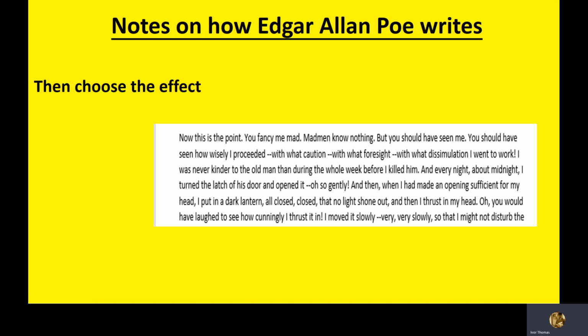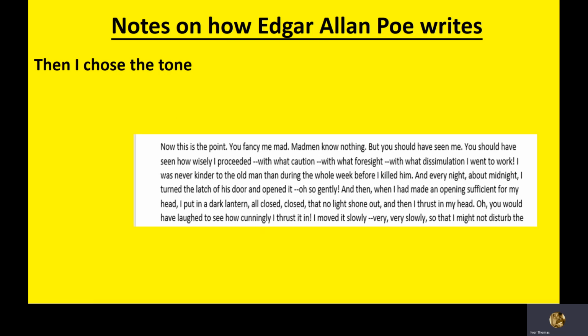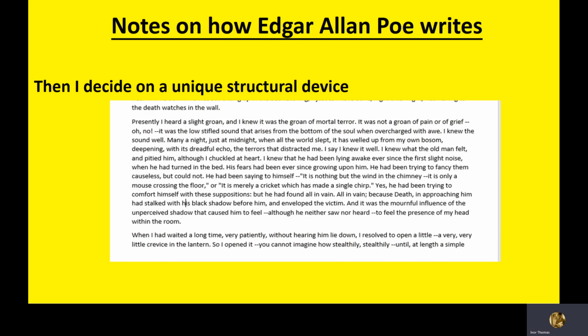Well, do you want to feel appalled? Do you want to feel repulsed by this individual who's so proud of his own criminality? Then choose the tone. Well, the tone is going to be insanity, really. He's describing with excitement how he's done something awful. I decided on a unique structural device. So how do I want to convey this madness?